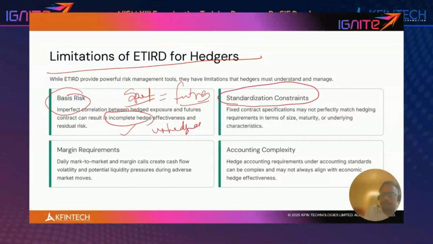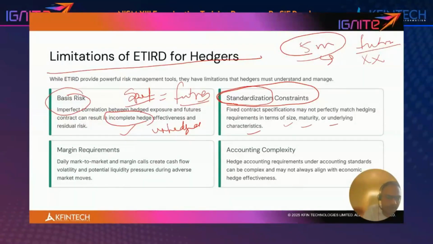Standardization constraint. Suppose you enter into a bond market and you have $5 million of bond, but you don't have any relevant security in the futures market to hedge that, because in the futures market there is standardization. So you might not get the bond of same size, maturity or underlying characteristic. Margin requirements, obviously, as I told you, futures are daily MTM settlement. You have to settle the profit and loss every day with the intermediary.